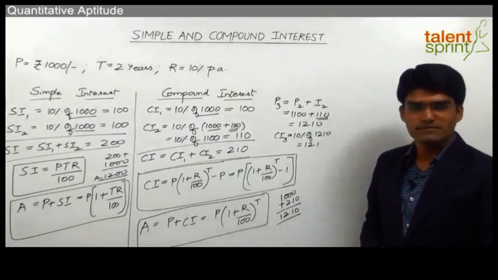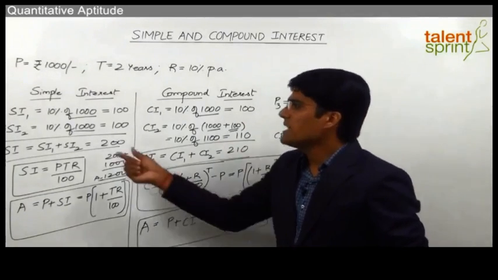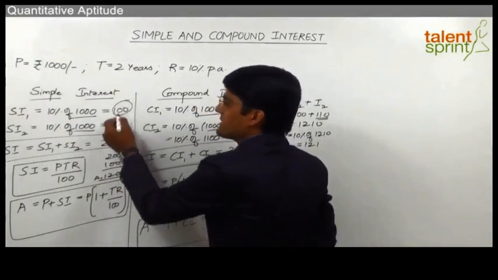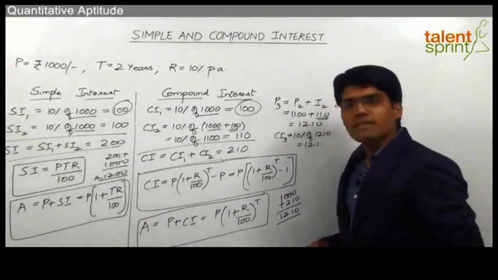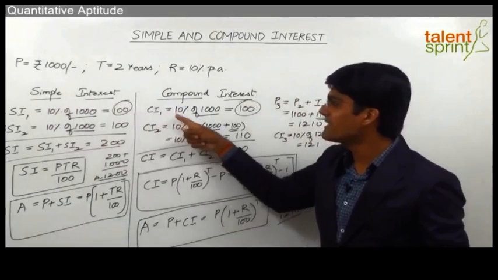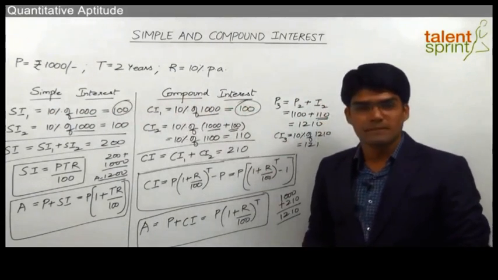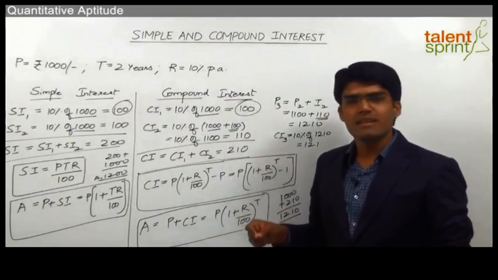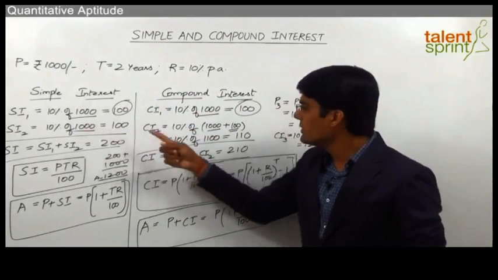One more point that we can observe in case of SI and CI is, the simple interest for first year is 100 rupees and the compound interest for first year is also 100 rupees. That means there is no difference between SI and CI for a period of 1 year. 100 rupees and again 100 rupees here. Why? Because for the first year, the principal remains the same in both the cases. The principal will change only from second year onwards.